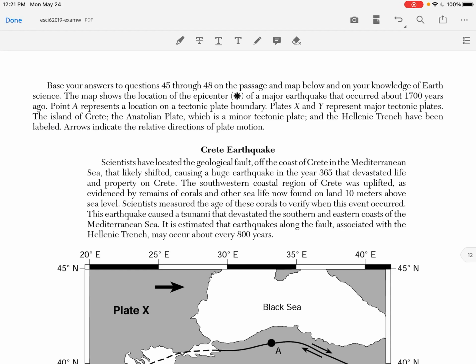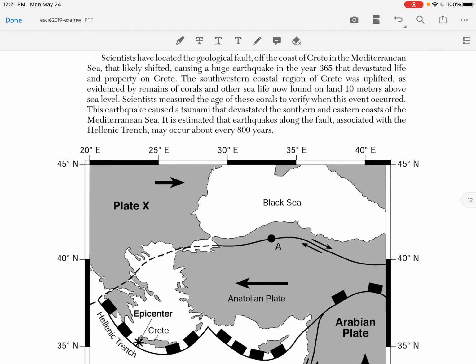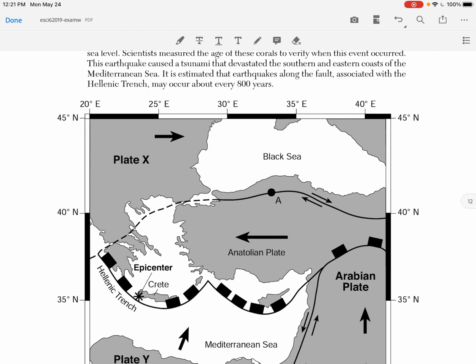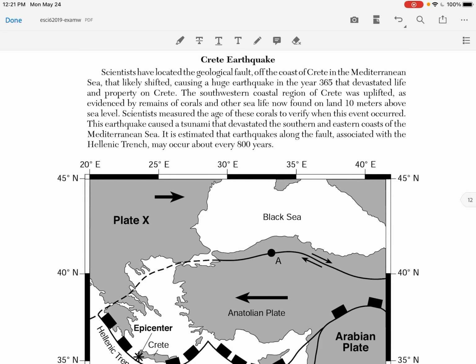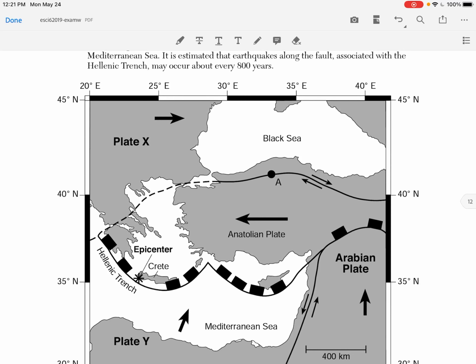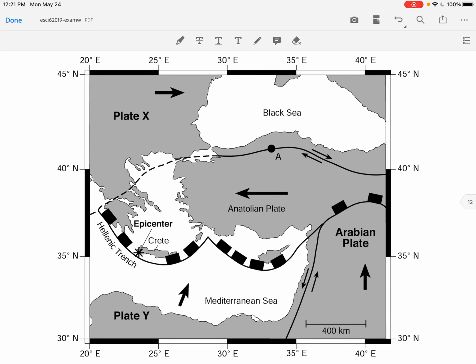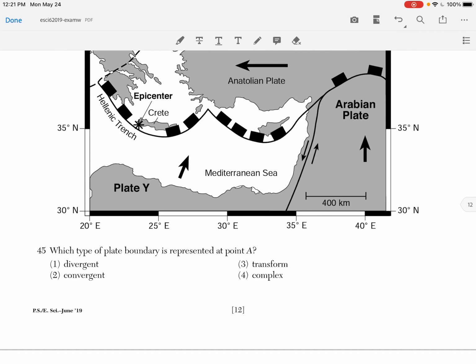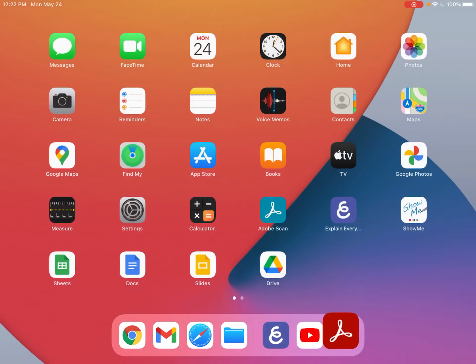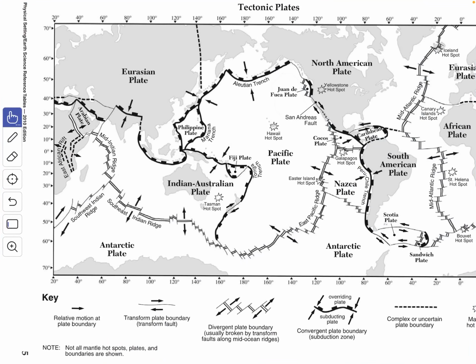All right, questions 45 through 48 are all based upon the little passage below about the Crete earthquake, as well as the diagram that's given to you in that region of where the earthquake occurred. So it's a good idea to read the paragraph and analyze this diagram. You'll notice that there are some plates and some plate boundaries on this chart, and those are all associated with your reference table, and specifically page 5. So I'm going to write that down and I'll show you what that page is. Here's page 5 of your reference table, the tectonic plate chart.